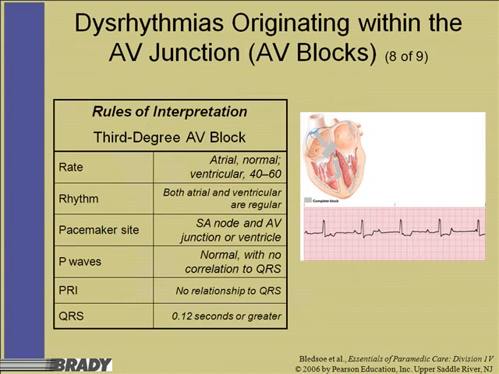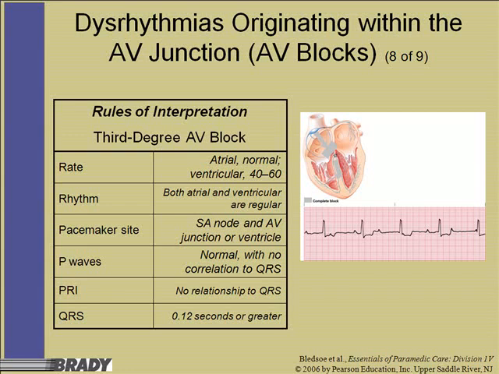So that third degree AV block, this is also known as complete block. The rate is normal for the atria, and then 40 to 60 beats on the ventricle. So this is where we have a complete disassociation between the upper part of the heart and the lower part. In other words, the atria are doing their thing, the ventricles are doing their thing. They're not even talking anymore. So electrically, it's just like a dam has been built between the two.